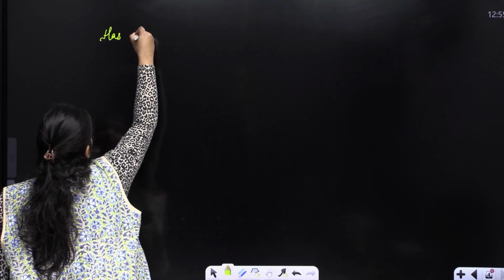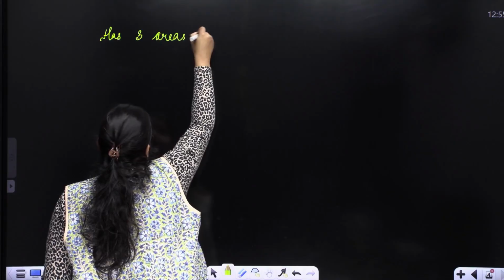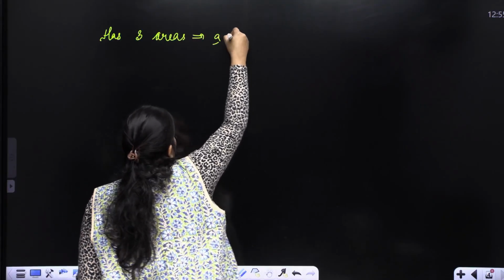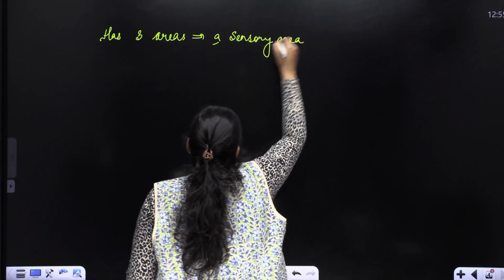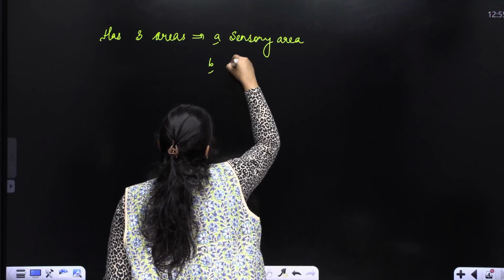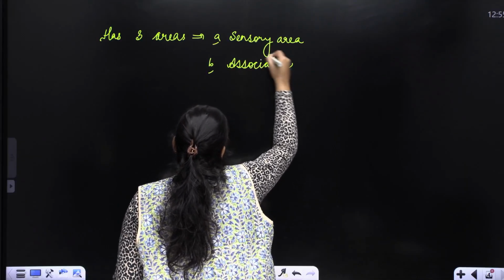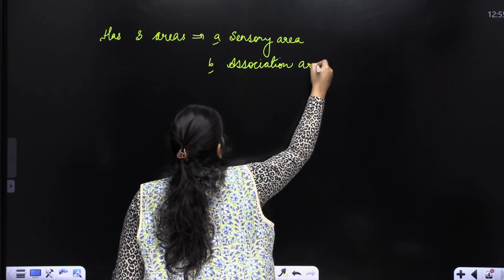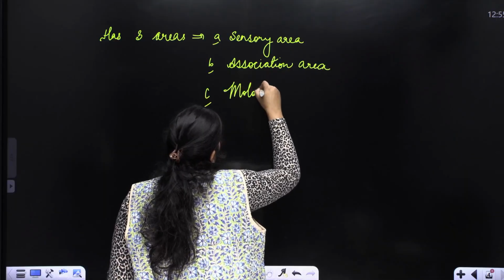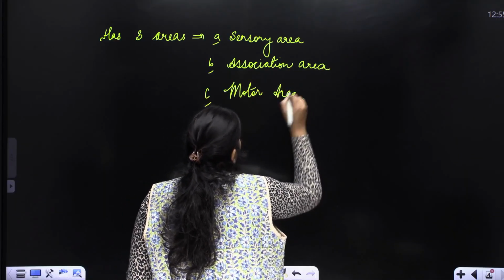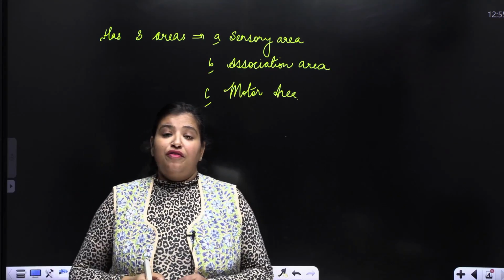Because it has three areas. First is the sensory area. The second is the association area. And the third is the motor area. Now, I'll quickly take an example of the reflex action again.